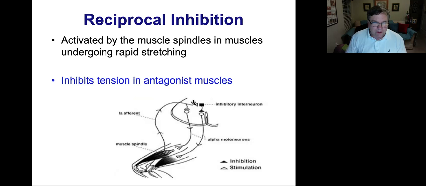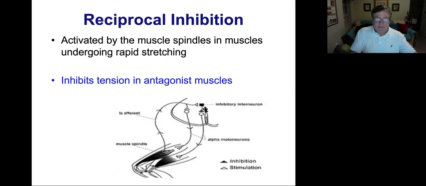Those muscle spindles are going to communicate with interneurons. There should be an interneuron here, which is going to communicate with the alpha motor neuron and send that information down to the quadriceps and make it contract higher. It also produces something called reciprocal inhibition.